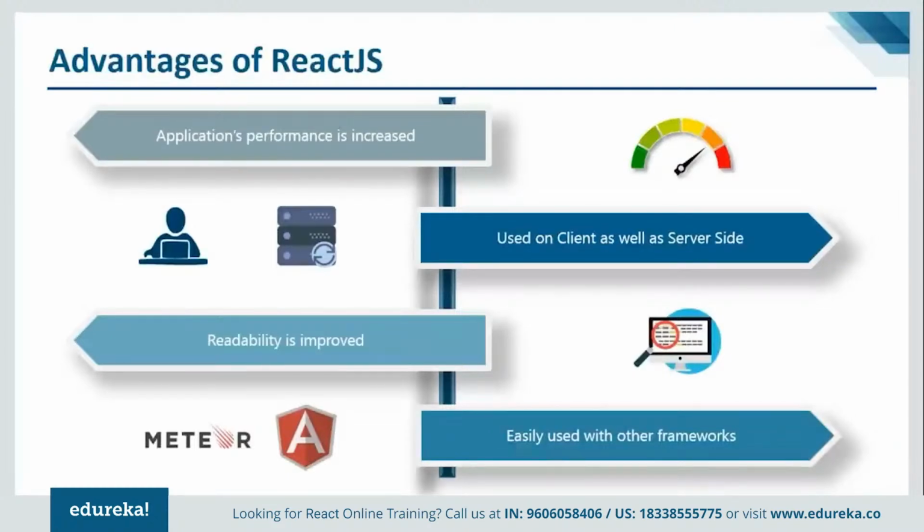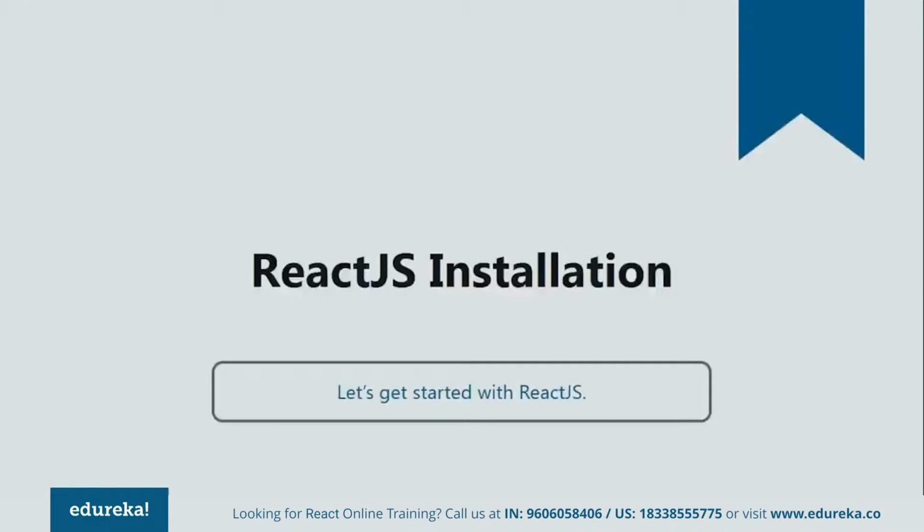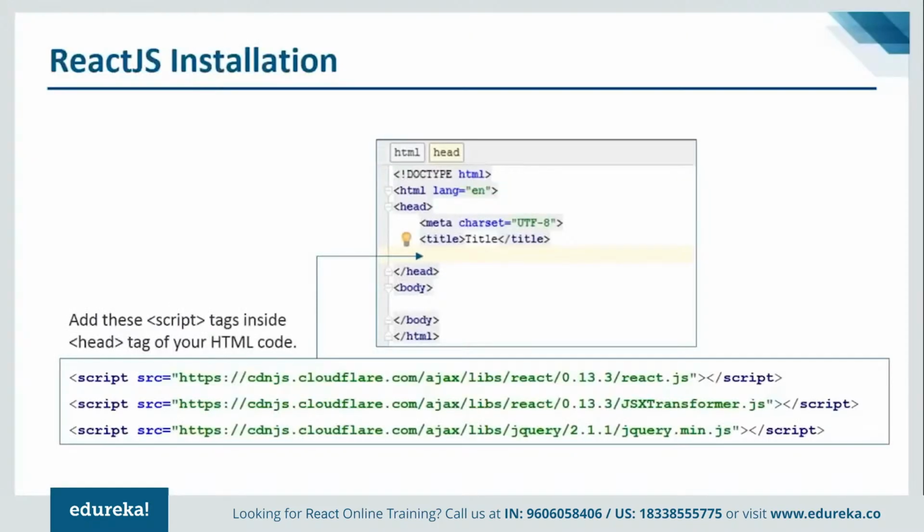So now that we have understood what ReactJS is and what its advantages are, let's proceed to its installation. Installing ReactJS is very easy. You just need to add the ReactJS dependencies to your code and then you are good to go. You can add these dependencies either directly from online repositories, or you can download them and then add them to your project folder. As you can see from this code, I have added the dependencies from the online repositories. Now, let me show you how to add the dependencies after downloading them.